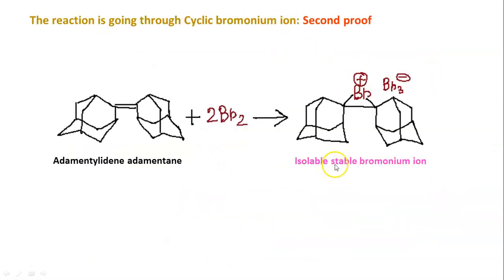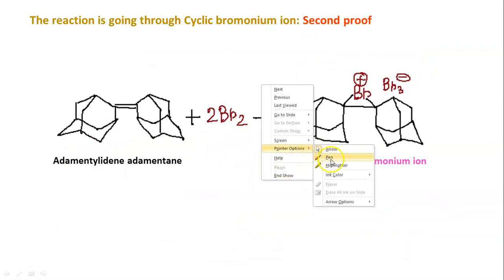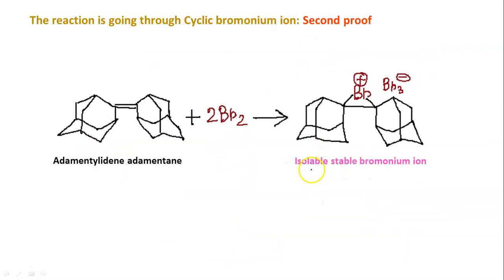Okay, now the very important evidence. Okay, so this is the most striking evidence because it is the actual proof. Suppose we have started from this type of adamantylidene adamantane compound. Here you can see the structure is so hindered, and when we are adding bromine, basically we have taken 2 Br2, total 4 bromine atoms are there. We are getting this bromonium ion, and this bromonium ion is our intermediate. So this is, suppose, the first step.